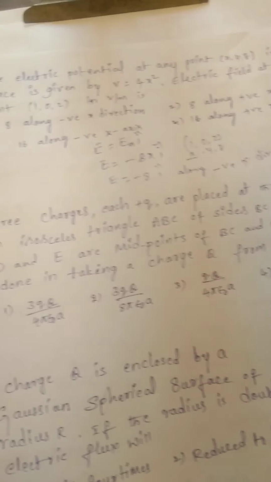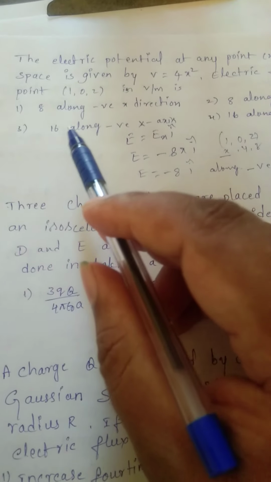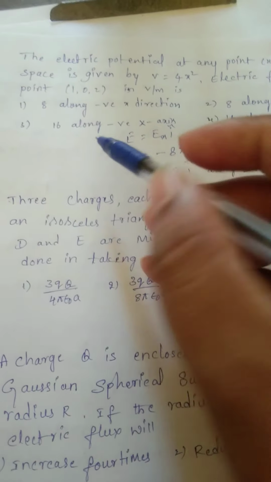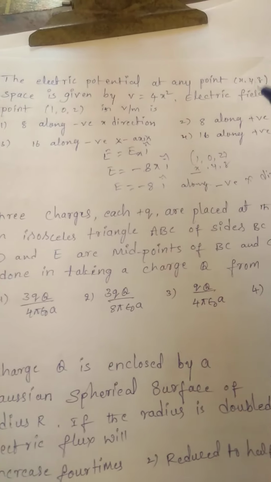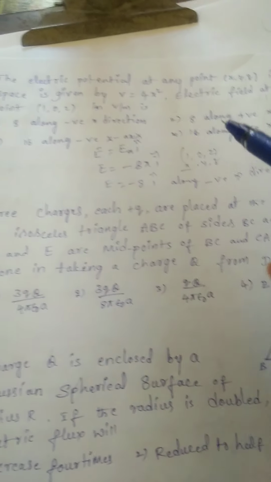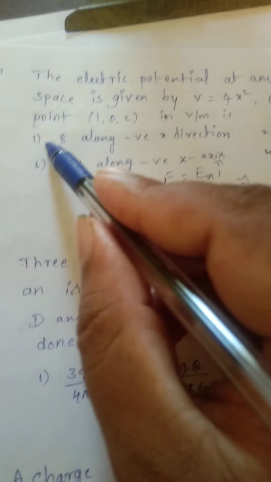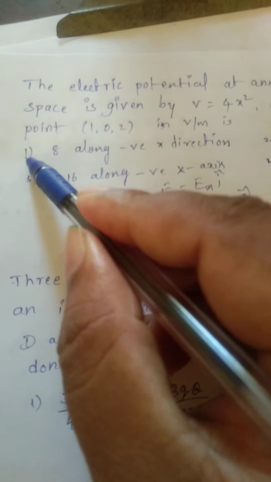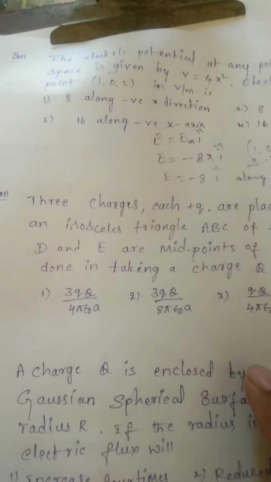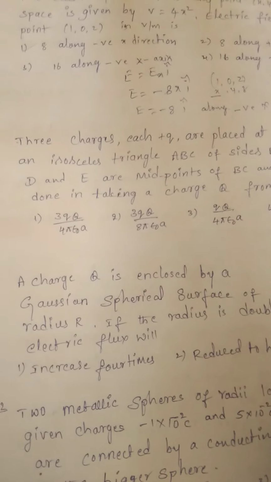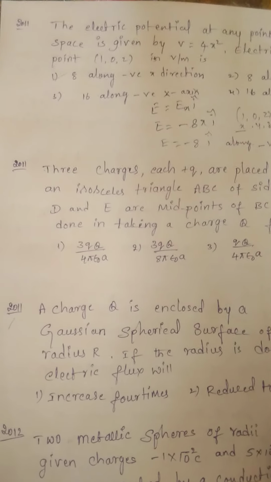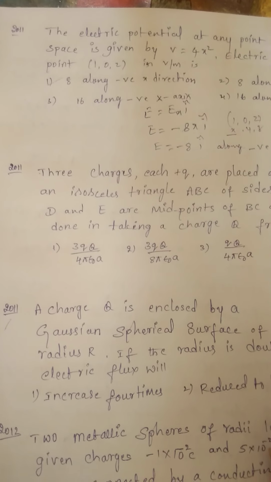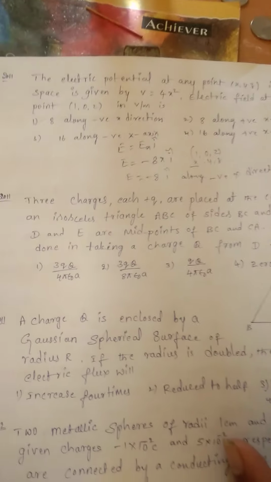Negative x direction. Is that an option? 8 along negative x direction. 8 along positive x direction. 16. So the right answer is 8 along the negative x direction. Simple. Now this is the easiest way to find the solution for that question.